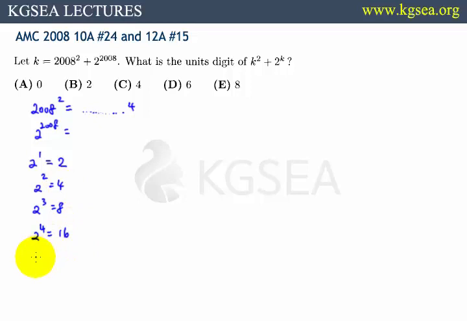No pattern. 2 to the fifth is 32. Pattern? 2, 32? Yes, because we only care about the last digit. Finally, the last digit repeated. But how do you know if this was an accident or this is a repeat of the pattern? So you do one more. Oh, ends in 4 and 4.